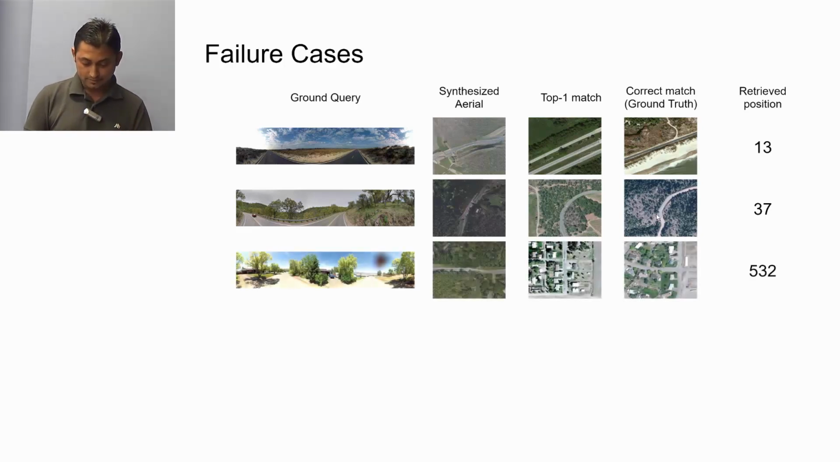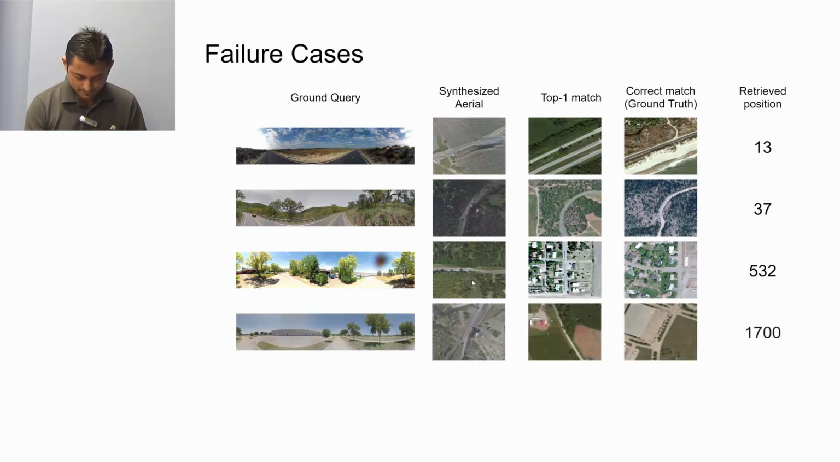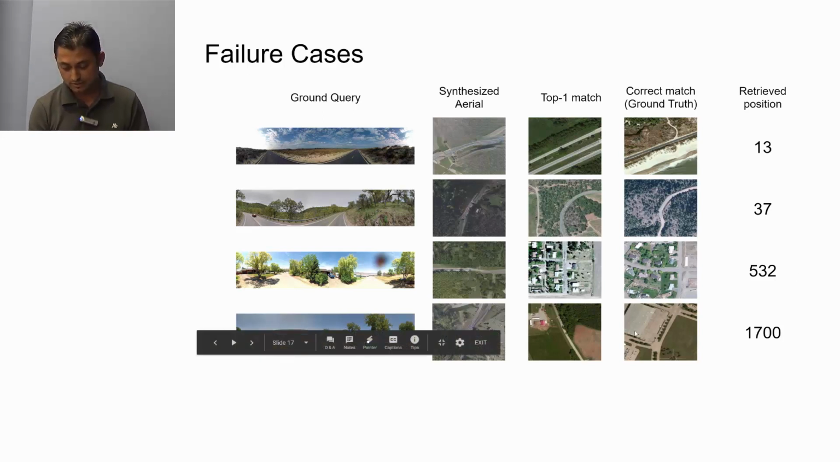So here is another failure case where the synthesized image is not able to generate the houses, and because of the occlusion on the query image, it is very problematic for the network to find the correct match. So here is one more example of failure case where the network is not able to learn the size of the house that is seen in the query image, so it cannot find the correct match, which should have a very large building in the top view.